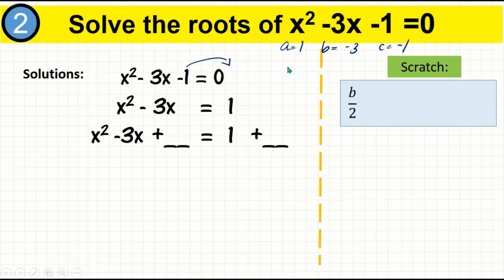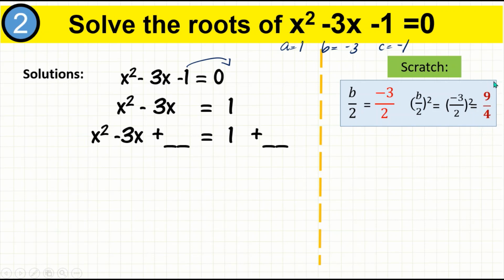So, if you have b over 2 squared, b over 2 is, ang b natin is negative 3. Okay, so we have negative 3 over 2. And then, square natin ang b over 2. So, we will have negative 3 over 2 squared. And negative 3 times negative 3 is equal to 9. 2 squared is equal to 4.